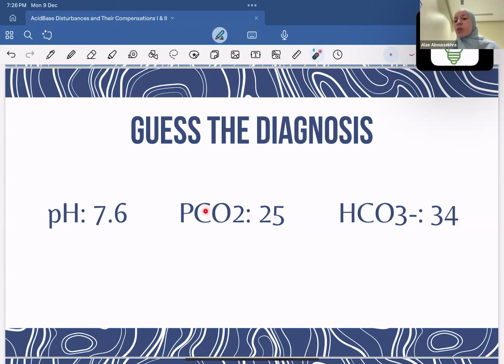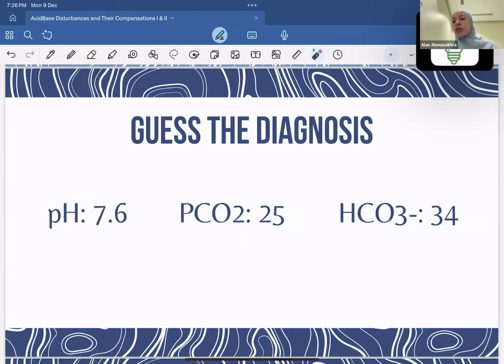So CO2. CO2 is 25. The normal we said is 40. So CO2 is decreased. Okay. Does that match with ROME? Respiratory opposite? Does that work? Yes. Since this one is decreased, this one is increased, that works. So this person is having a respiratory alkalosis.